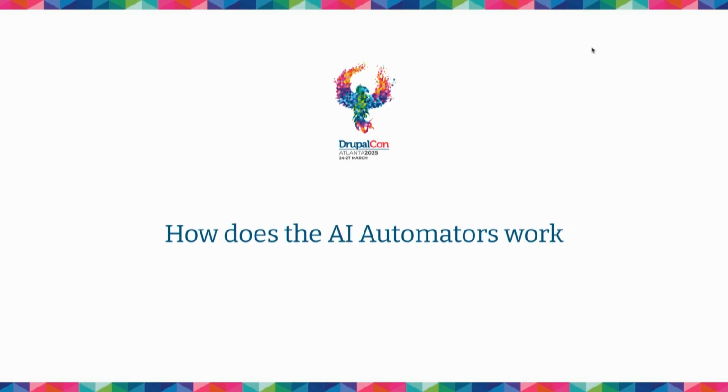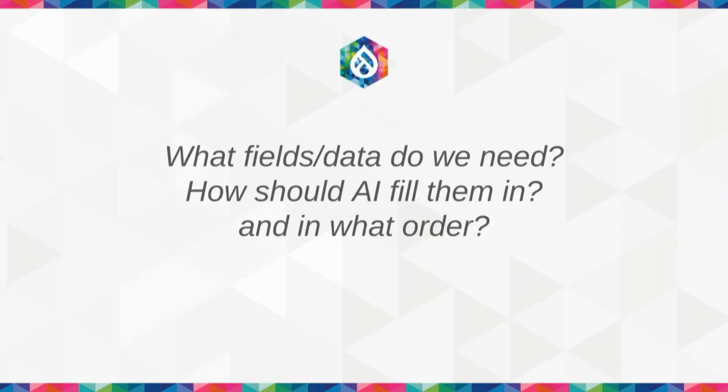So how do the AI automators work, then? The mental model of the AI automators is actually quite easy. The first step is: what fields and data do we need? And this is not different from any data modeling you're doing today in Drupal. It's using the Fields API, Field UI. So you can say, okay, I want an integer here, or I want an HTML field here, or whatever it can be. The second step is specific to the AI automators, because when you set up a field, you can basically say, I want to enable AI automators on this, and then the question you have to ask yourself is, how should AI fill out this specific field?